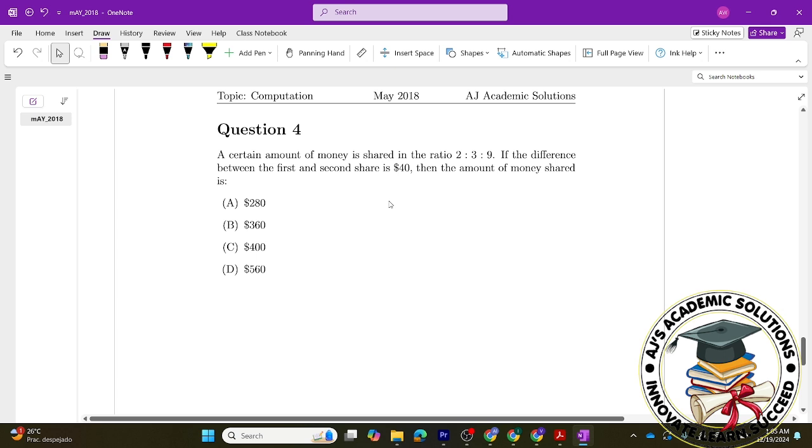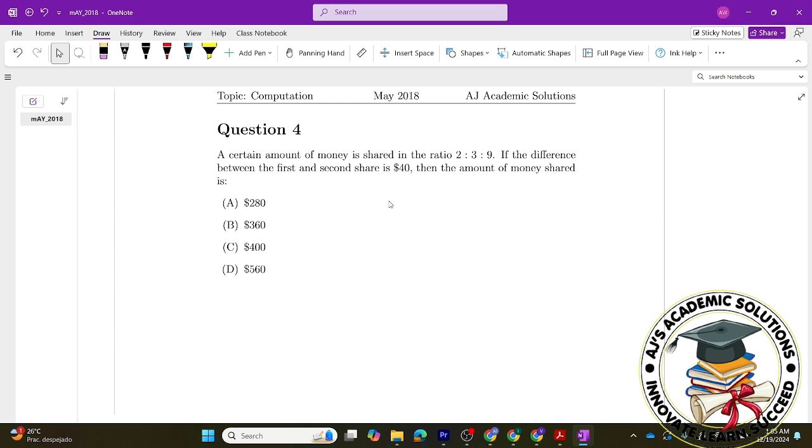And now question 4, which will be our last question. From this here, we're told that a certain amount of money is shared in the ratio of 2 to 3 to 9. If the difference between the first and second share is $40, then the amount of money shared is. Now, here again, we are going back to dealing with a question that many persons will be uncomfortable with because this is going back to a lower grade ratio. So what do we need to understand?